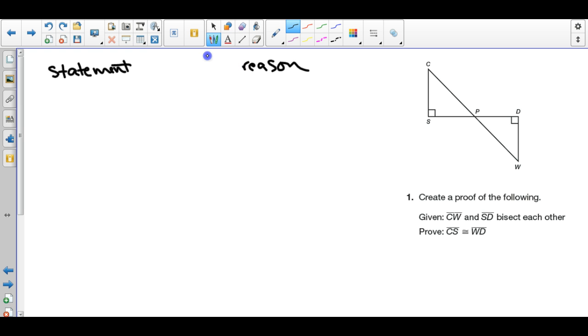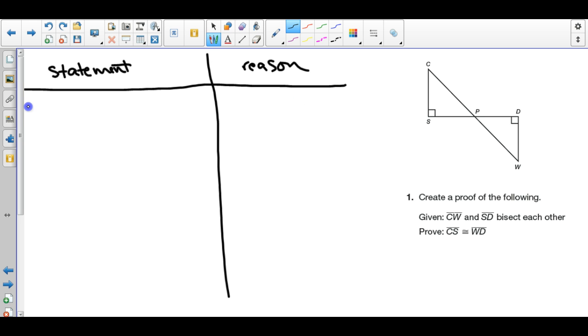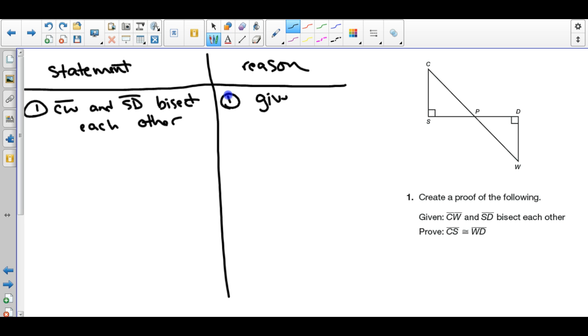With this one, there's actually two different ways that we can do this proof. I'm only going to do one of them so I don't torture you. Let's write down our givens. First of all, I have that segment CW and segment SD bisect each other, which means they cut each other in half. And that's a given. So the first thing I'm going to do right away is label my diagram for what that actually means.